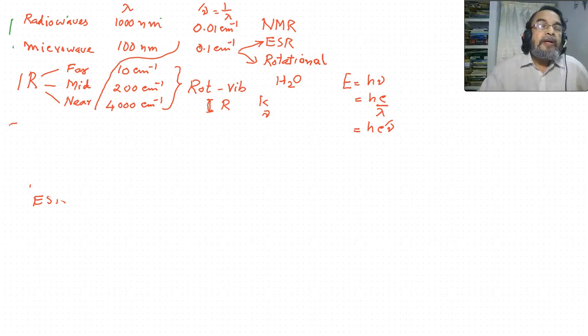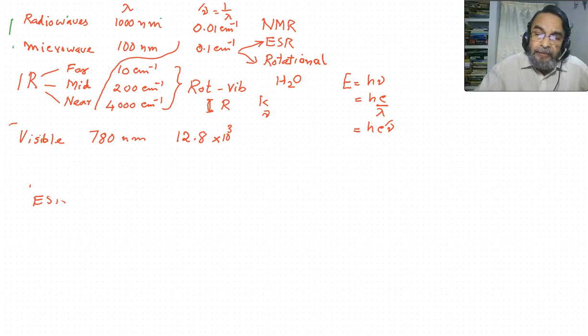Next comes the visible region. The visible region is in between 780 nanometer, starting from 780 nanometer, and it has the value of 12.8 times 10 raised to 3 inverse centimeter, or 1.28 times 10 raised to 4 inverse centimeter.